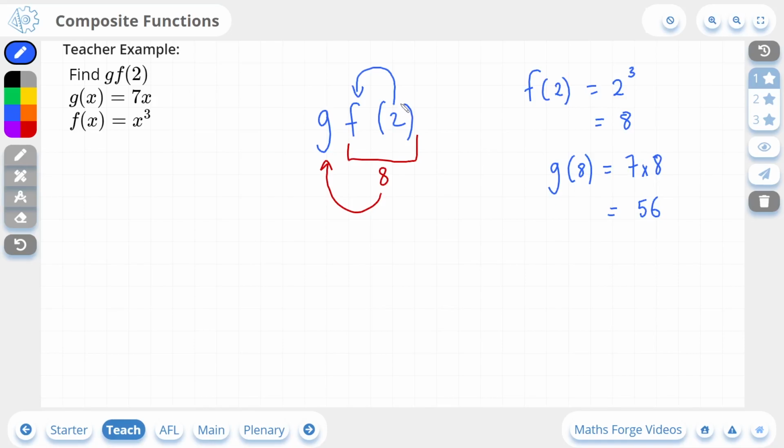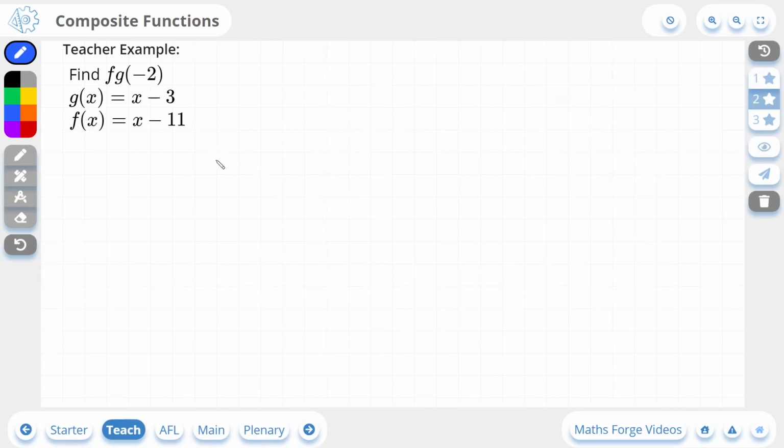You take 2 and you input it into f. You then take the result of that and input it into g. So g of f of 2 should equal 56. And if we check our answer, there it is. Now let's do a 2-star example.